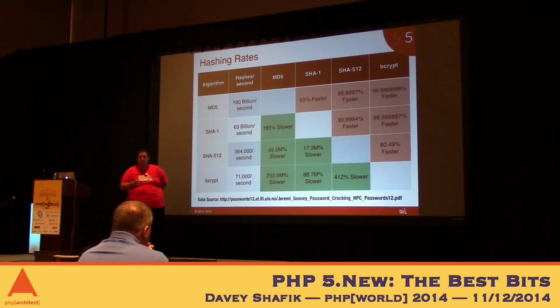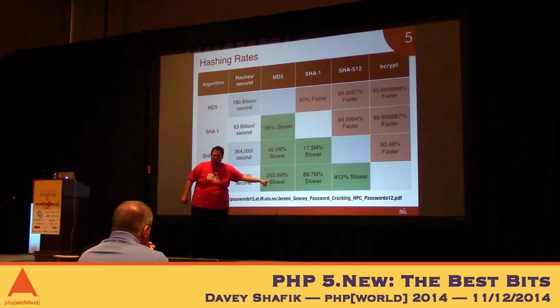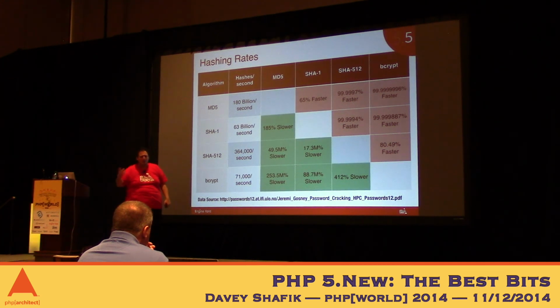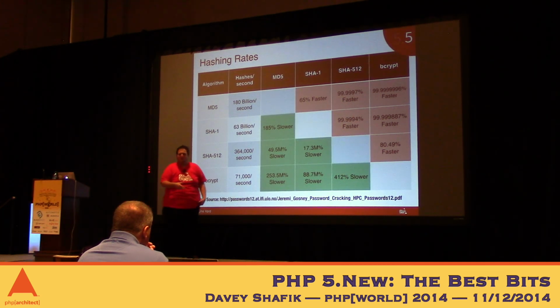SHA-512, 364,000 a second. That's getting a little better, but when you compare that to bcrypt at 71,000 per second with a cost of 3, default in PHP is 10. Okay, 71,000 per second is just 253.5 million percent slower. That number's like this freaking long, right? And I did some benchmarks, like if you take MD5 and do it like 5 times, it's still twice as fast as SHA-512, which still makes it like 99.99997% faster than bcrypt. Okay, bcrypt is the be-all, end-all right now of password security.